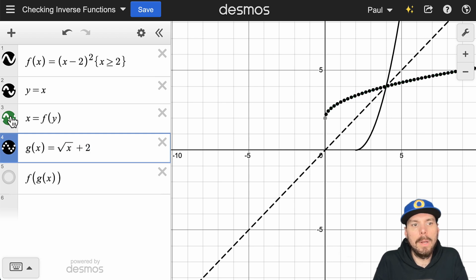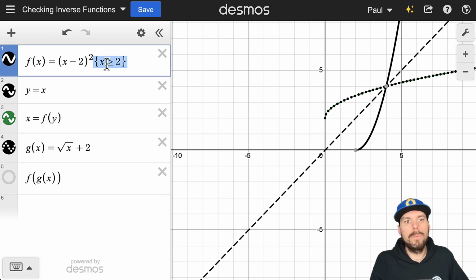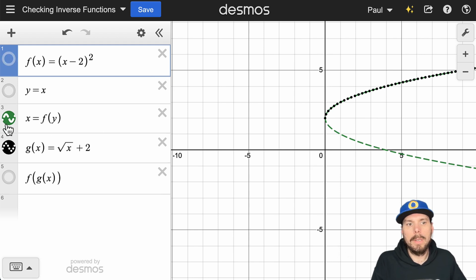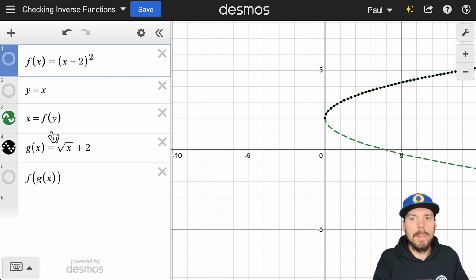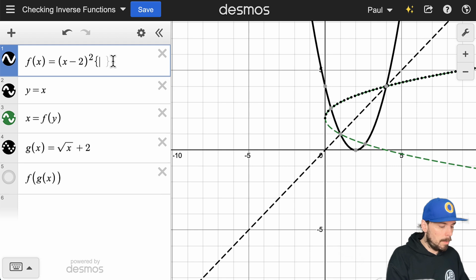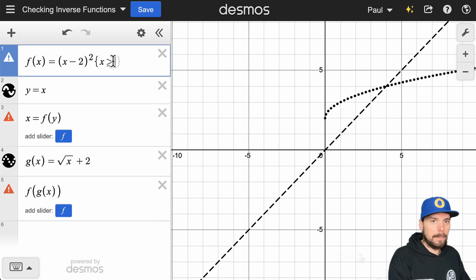And now I'll turn off the x equals f of y, and we see that is the exact same thing as our inverse. Whereas when I go back and remove the restriction, they will not match. Here I will see that the parabola, we need to cut that bottom half off. We need to get rid of that negative square root that we were seeing with that perfect reflection of the original. Here I'll put this restriction back on.